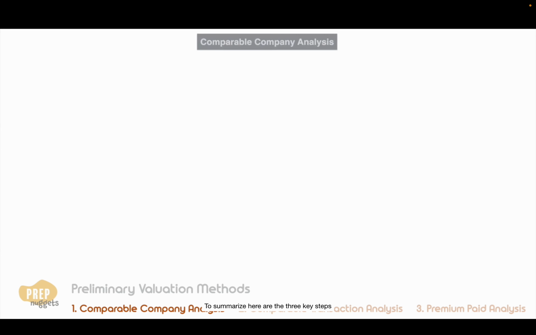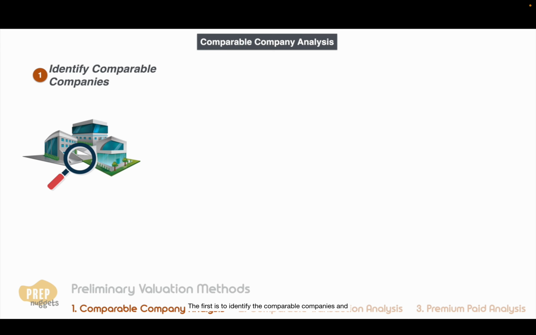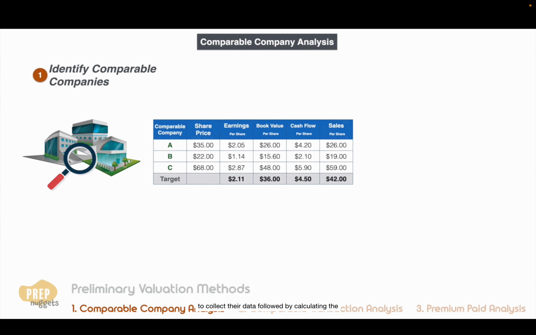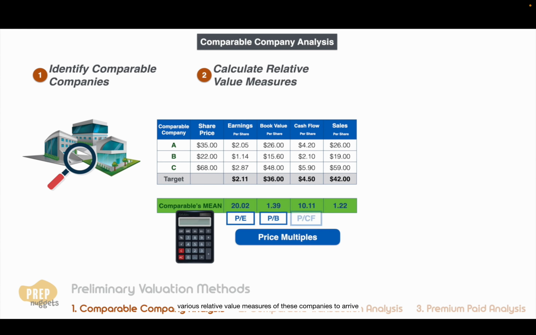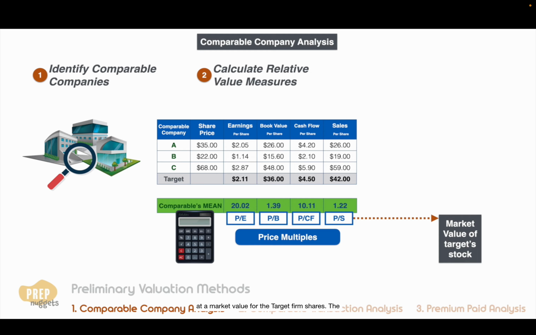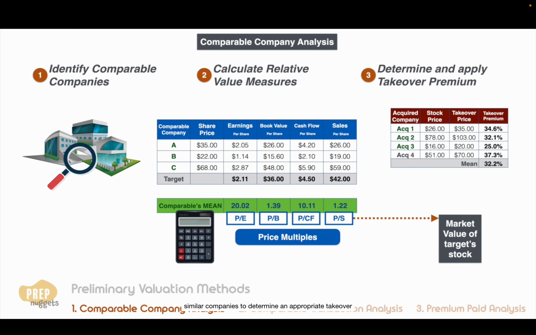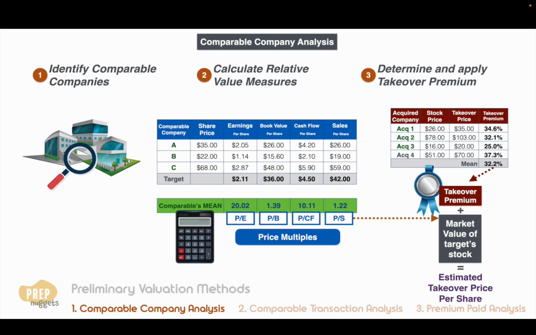To summarize, here are the 3 key steps in comparable company analysis. The first is to identify the comparable companies and to collect their data, followed by calculating the various relative value measures of these companies to arrive at a market value for the target firm's shares. The final step is to identify recent takeovers of similar companies to determine an appropriate takeover premium in order to arrive at the estimated takeover price.